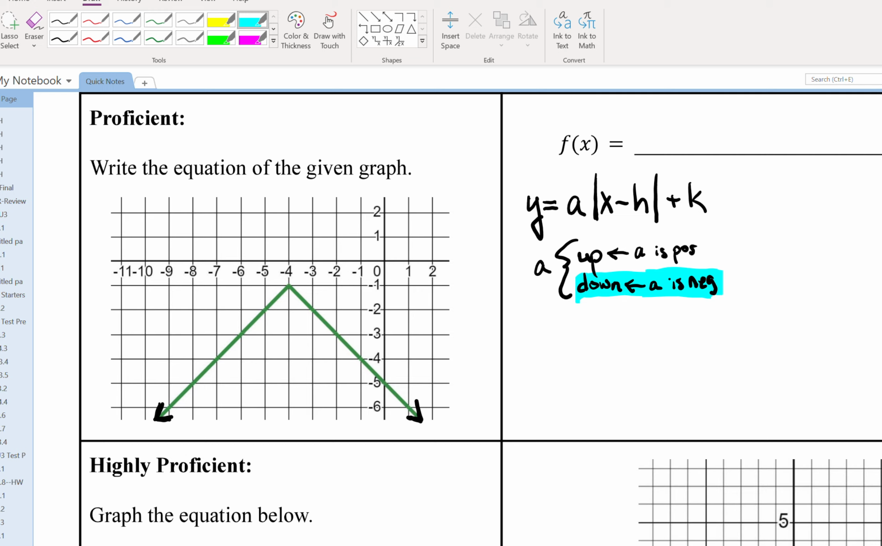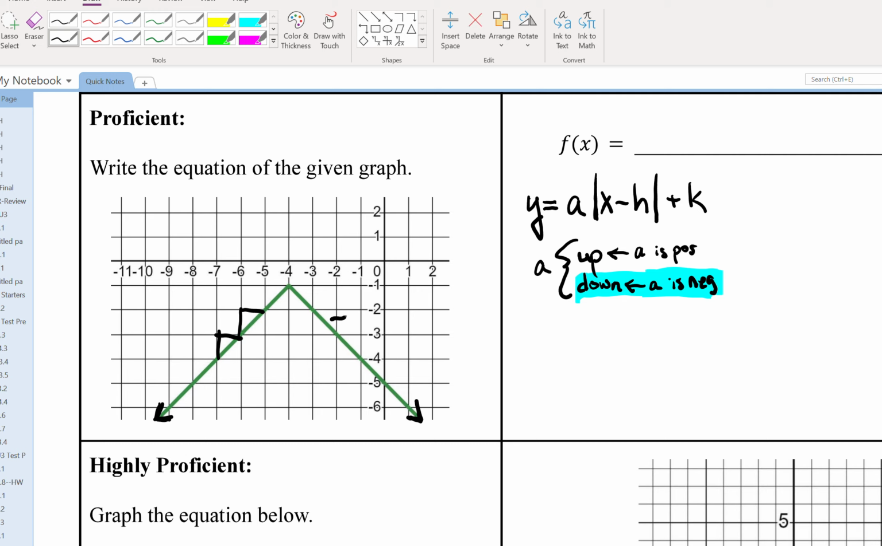The other thing that a does is it gives you the idea of the slope. Now we know that this is a positive slope and this is a negative slope, but it doesn't really matter, because one is going to be the opposite of the other. This one goes up 1 over 1, up 1 over 1. This one goes down 1, over 1. Or if you prefer, down 1, over 1.